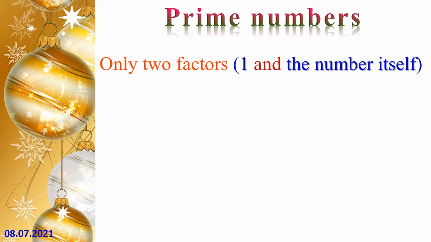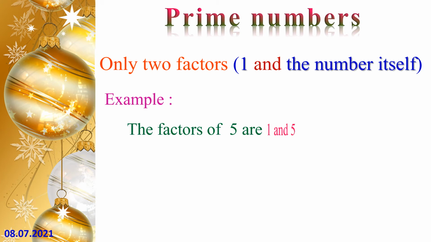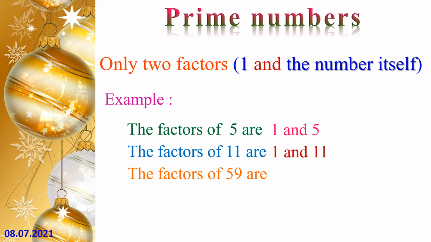Let's see what prime numbers are. Numbers that have only two factors, that is 1 and the number itself, are called prime numbers. For example, the factors of 5 are 1 and 5. Next, the factors of 11 are, what is that? Very good, 1 and 11. Next, the factors of 59 are 1 and 59.